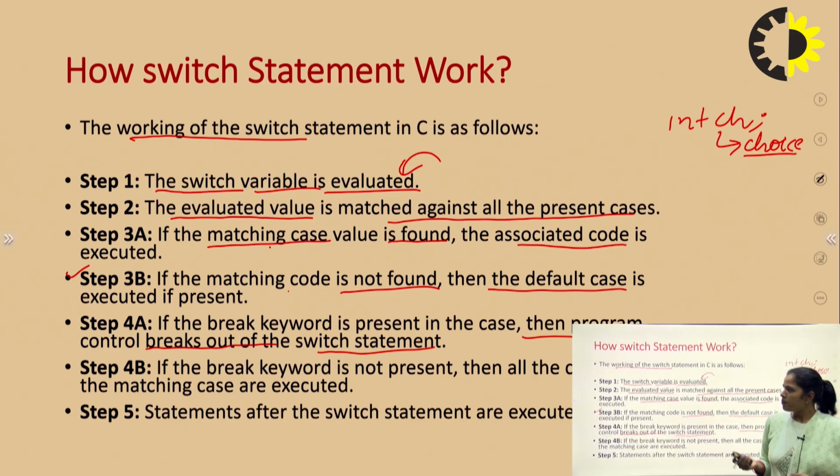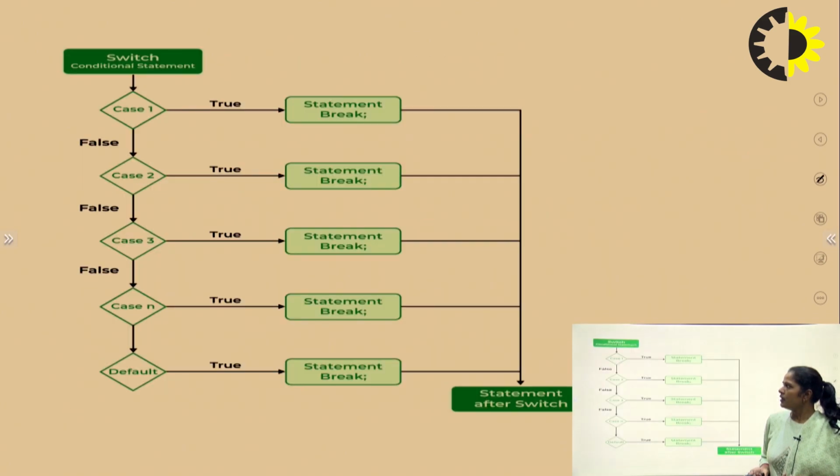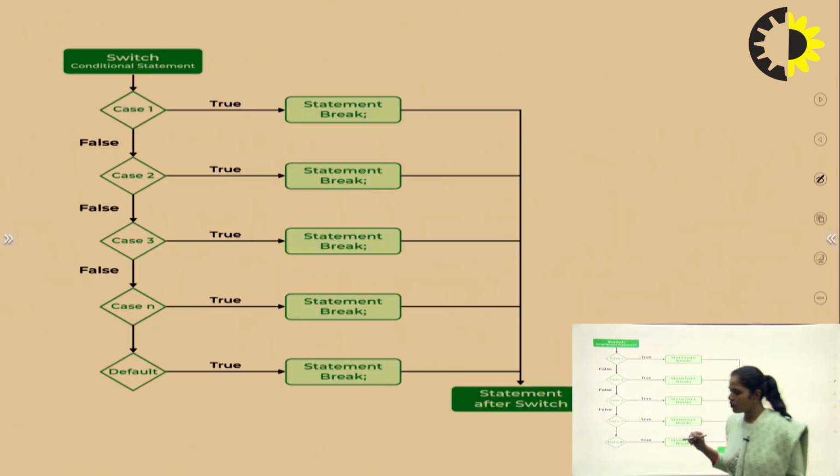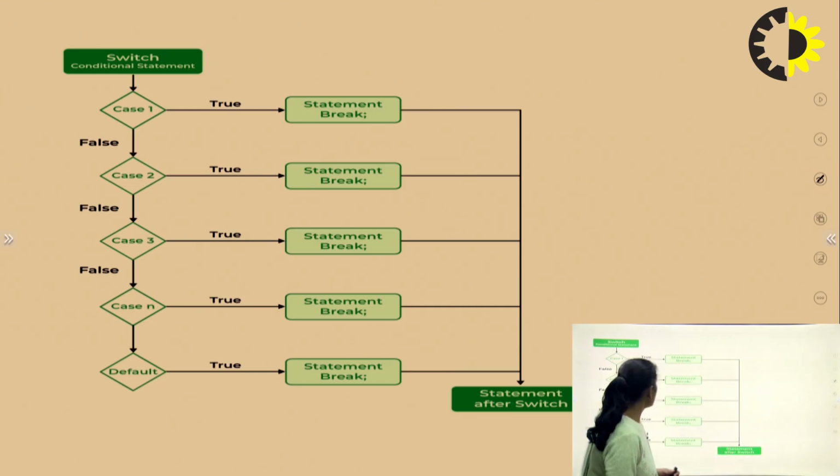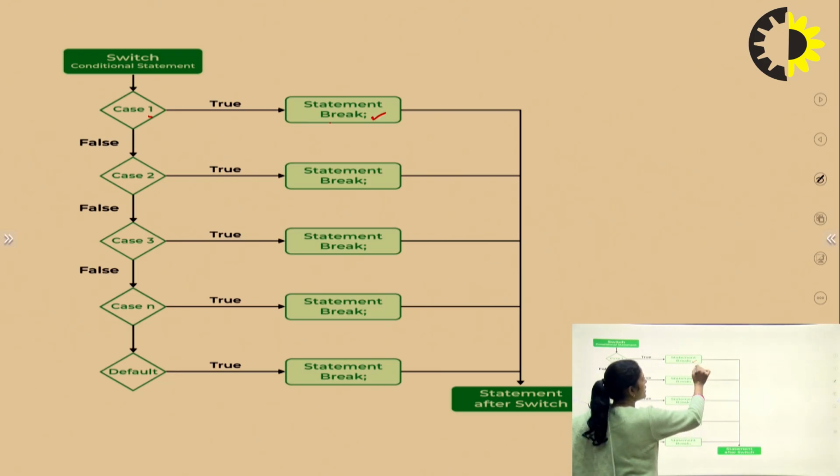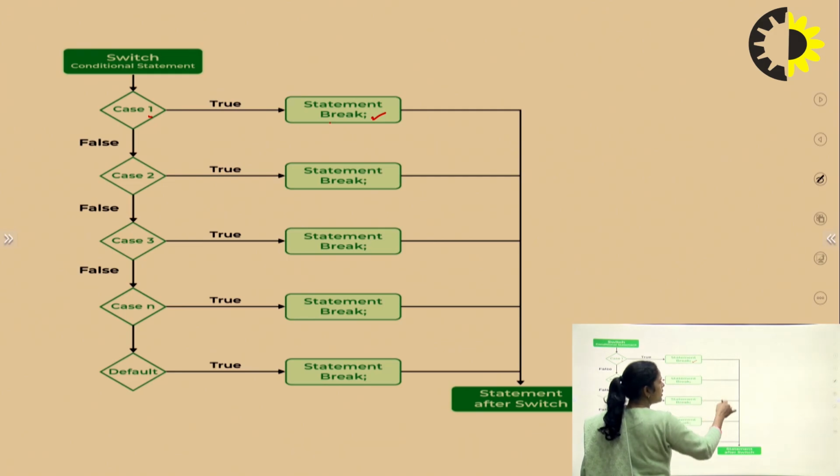How can we implement this? Let's take an example. Here we have the flow of the switch statement. Let's say here we have case 1. If this case 1 matches the given selection input, then we will execute the given statement, and then we will use a break. Why are we using break? Break breaks the flow of the program.